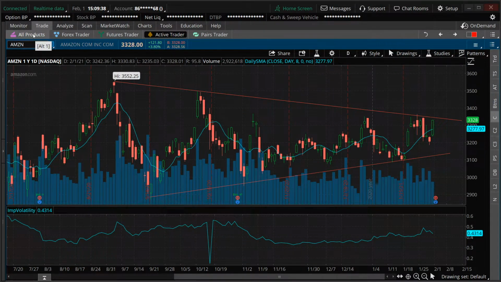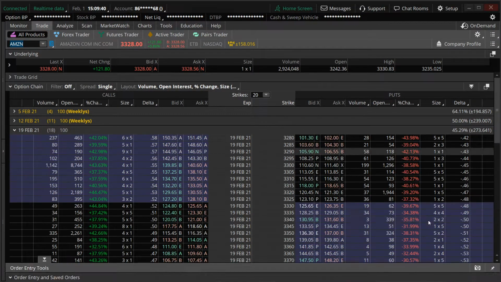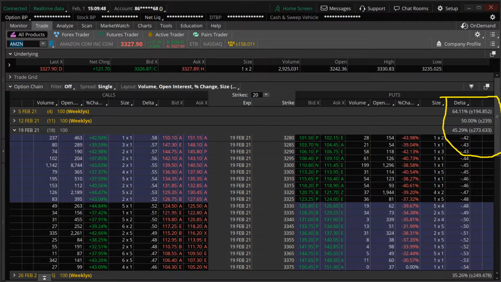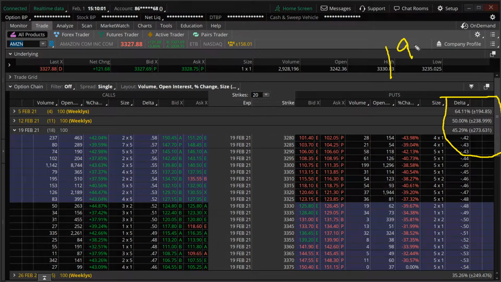What we can do is go to these Amazon options, and we can look here at implied volatility to our right. You can actually hover over it. This is TD Ameritrade Thinkorswim, and it will tell you. So we're looking at a 64.11% implied volatility with a $194 move for the week of February 5th, the weekly options. Now, you can notice that next week volatility goes down, and then the following week lower, and then the following week even lower.